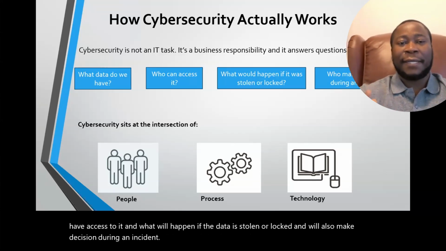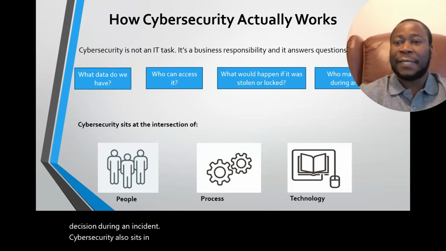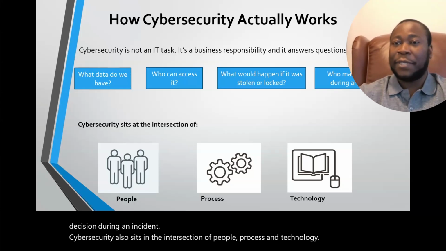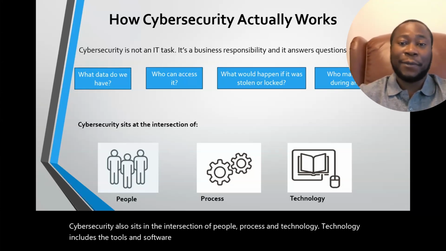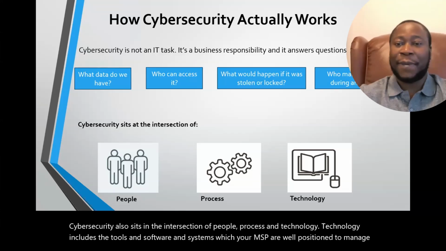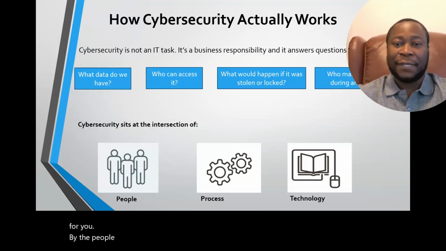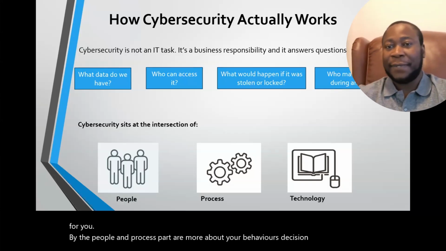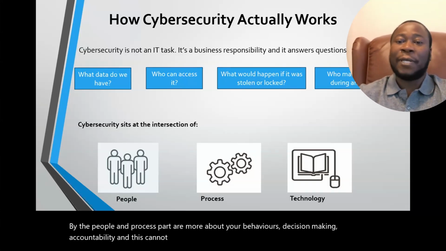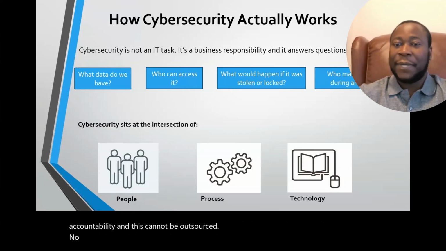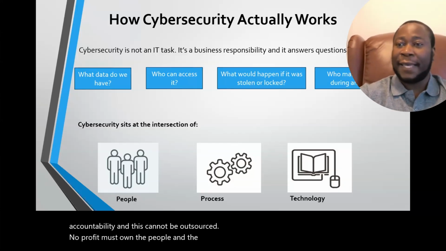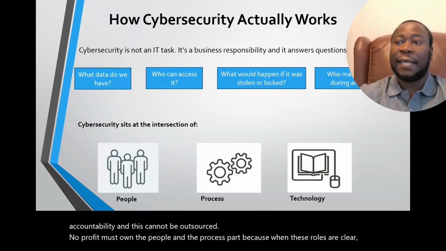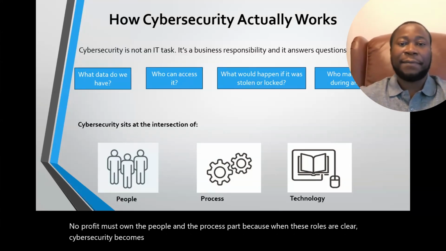Cybersecurity also sits at the intersection of people, process, and technology. Technology includes the tools, software, and systems which your MSP is well positioned to manage for you. But the people and process part is more about your behaviors, decision-making, and accountability, and this cannot be outsourced. Nonprofits must own the people and process part, because when these roles are clear, cybersecurity becomes effective, sustainable, and aligned with your overall organization mission.